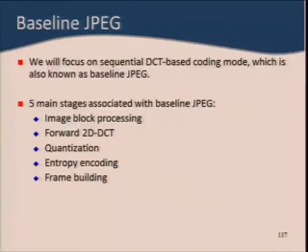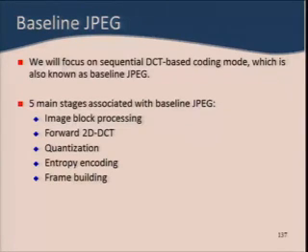Okay, so baseline JPEG consists of the following steps. The first step is called image block processing. Given a particular image that you want to compress using JPEG, the first step is that you partition this image into multiple image blocks, where each image block is an 8 by 8 pixel block. So that's step number one, known as image block processing.